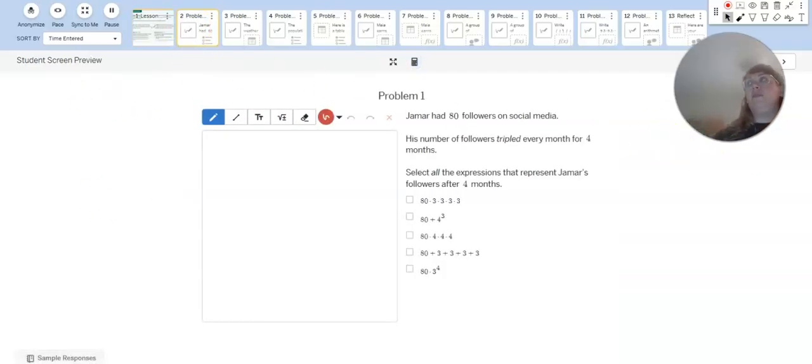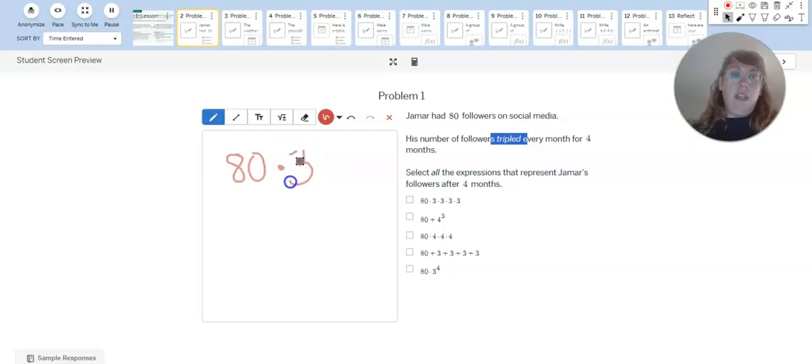So here's slide 2. Jamar had 80 followers on social media. His number of followers tripled every month for 4 months. Select all the expressions that represent Jamar's followers after 4 months. So we're starting with our initial value, which is 80, and they're tripling, right? So we're multiplying by 3, and we're doing that for 4 months.